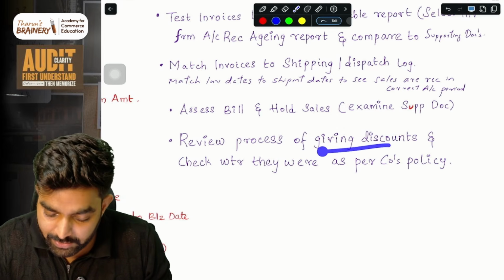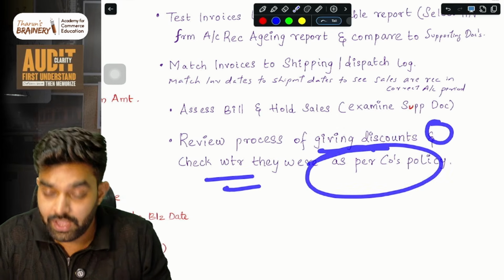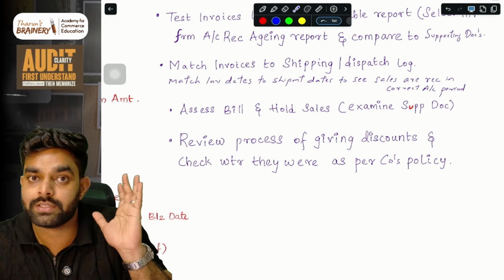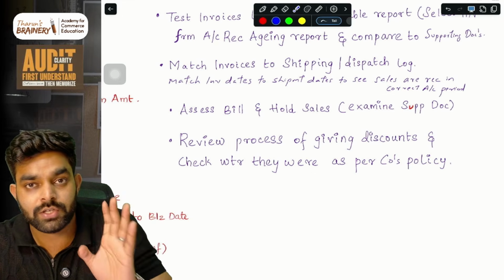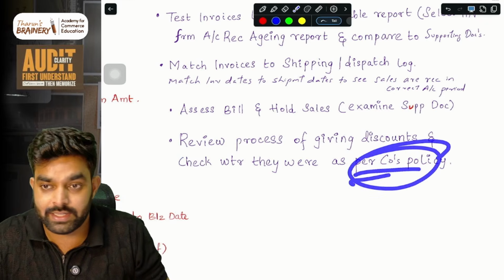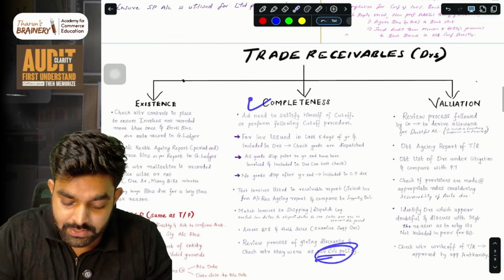Review the process of giving discounts and check whether they are as per the company's policy. If the company's policy is that we can only give discounts of up to 10%, whatever the festival is, make sure the company has not given any discount over 10%, that nothing above the company's policy has happened. So these are the things you have to check for completeness.